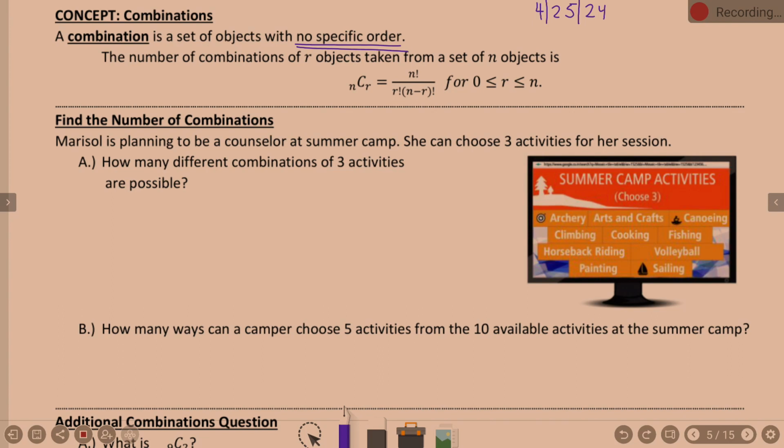With combinations, it's the number of combinations of r objects taken from a set of n objects. And notice we have a formula again. With the formula, nCr, very similar, other than there's an extra piece in the denominator. So you still have n factorial on top, you still have n minus r factorial on bottom, but you also have an r factorial. So we'll definitely talk about different ways, and another reason to really have the calculators in front of you to make sure you know what you're doing here.